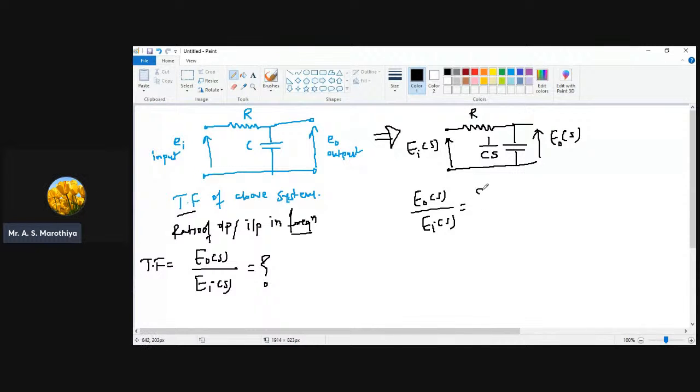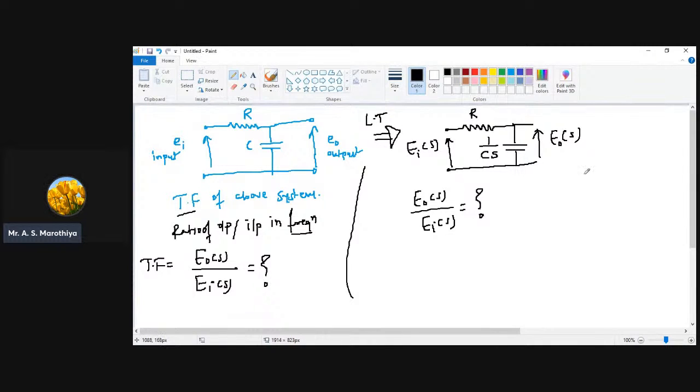So I gave you the hint to solve this particular numerical. You may apply this logic or you may apply this logic. In both the cases, you will get the same answer. In the first case, what you need to do, apply KVL, solve the network in time domain, and then apply Laplace transform to convert that from time to frequency domain, and then take the ratio of output by input. Or in the second case, directly convert the network into frequency domain by applying the concept of what? Laplace transform, and then solve this particular network by applying KVL, KCL, or any kind of circuit analysis technique to find out the relationship between E naught of S by EI of S.